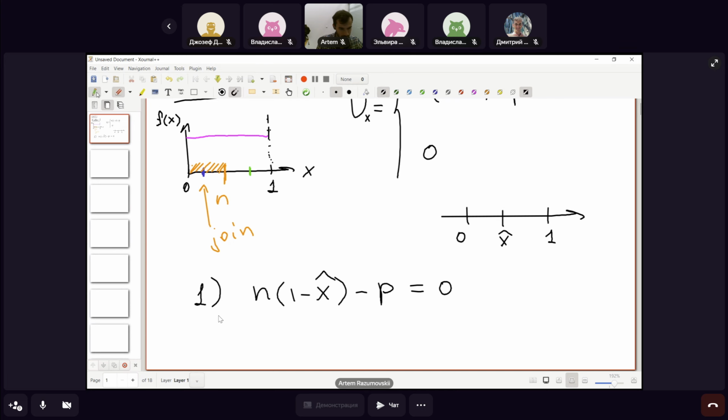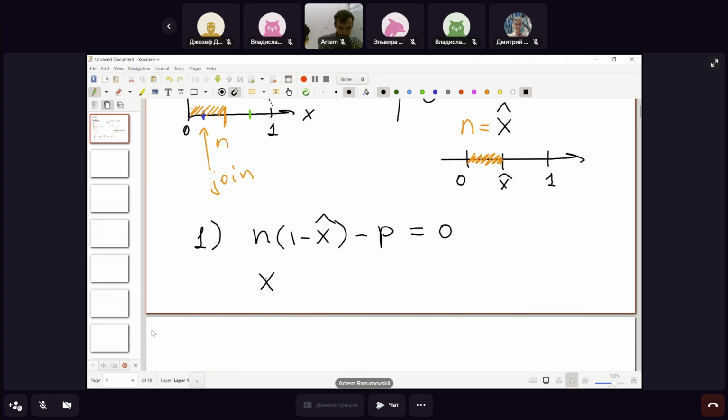That's just a simple question. Still the same, so to the left join, to the right not. So then n equals what here on the graph? P divided by 1 minus x hat? Or what? Oh, no. So you know exactly that the share of the people who join is those who are on the left from x hat, right? In this case, it's just x hat minus 0, so x hat. Exactly. So then we can rewrite this equation as x hat times 1 minus x hat equals P.